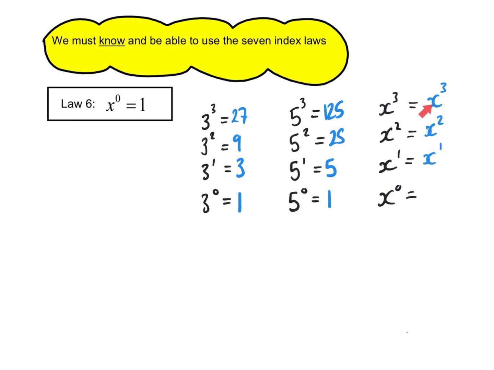So x cubed divided by x would leave me with x squared. x squared divided by x would leave me with just x. And x divided by x, that's something being divided by itself, so x divided by x will be 1. Remember, anything divided by itself is 1. So there's 3 examples of it working in this general case. This is the rule we're going to use.